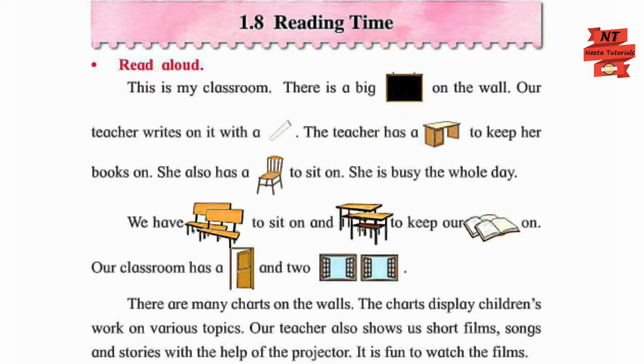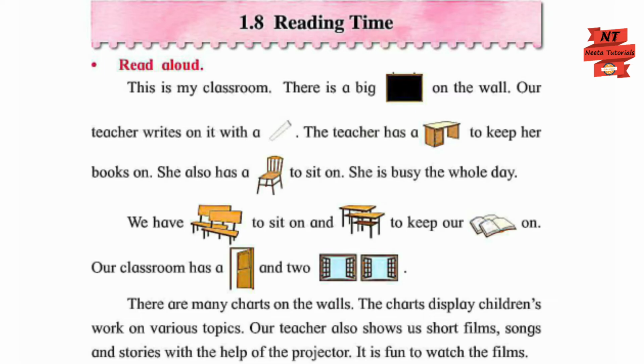Now when we say benches, we add es to the name bench. When we say desks, we add s to the name desk. And when we say books, we add s to the word book. Now why have they shown more than one over here? Because in a classroom there are many children, so there have to be many benches, many desks, and of course many books in the classroom.